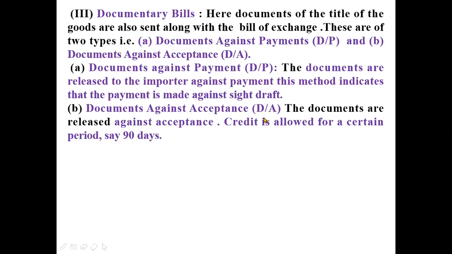Okay, but here document against acceptance means the exporter hands over the documents to the importer. The importer will take the delivery of the goods, because now the document is with the importer. But the thing is that the importer will not make the payment immediately. He may take certain time, as for example 90 days or 180 days, whatever it is. So here he has accepted the document but not made the payment immediately. But in the other case, he will accept the document and make the payment immediately, right?